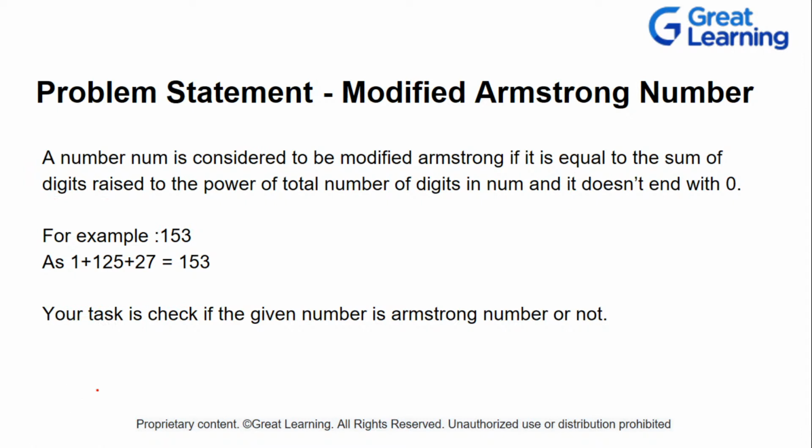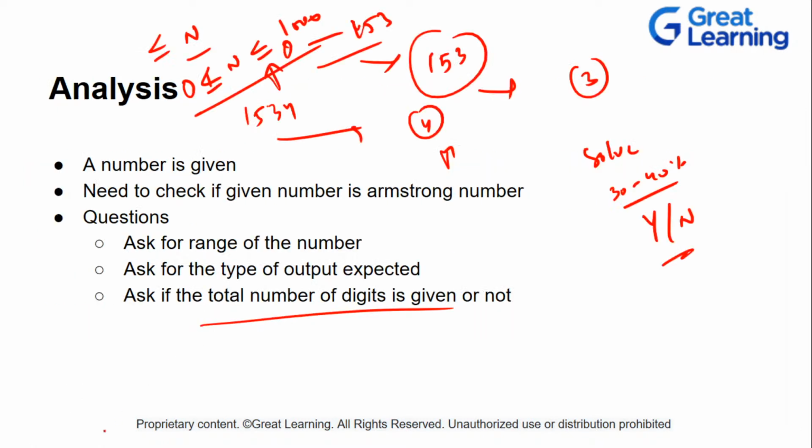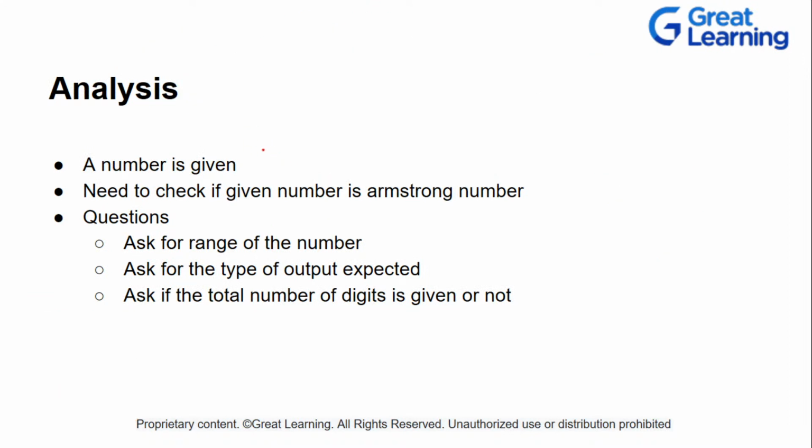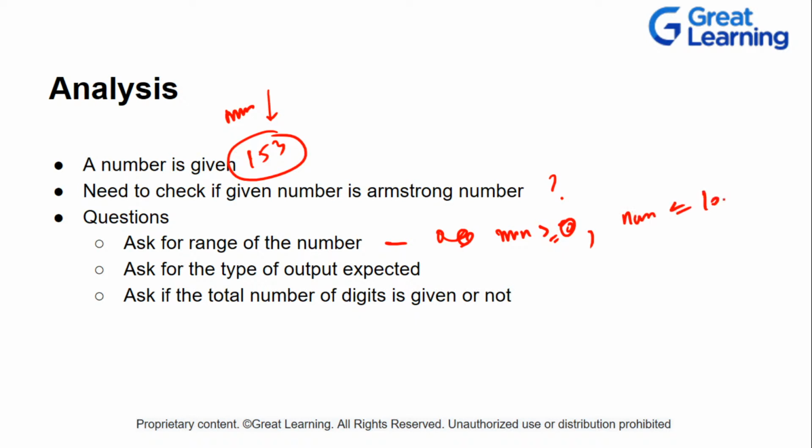The next thing is the steps that we have to follow. The first step was the analysis phase. In the analysis phase, you analyze that, okay, I have been given this number 153, and I have to check whether it is an Armstrong number or not. Then the questions you might be thinking are: what is going to be the range of this number? Let's say I call this number NUM. Is the number greater than or equal to 0? Can this number be 0? Can this number be less than or equal to 1000? These are the questions that you should ask, or these are things that will be given there. But while reading the problem statement, this should be clear.